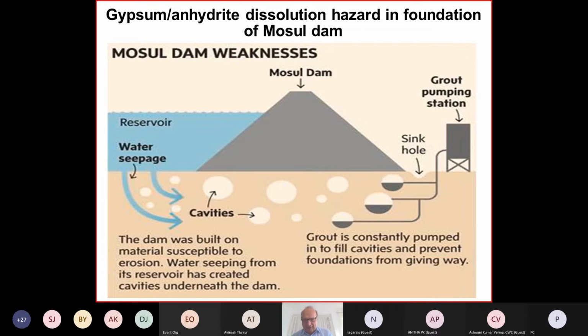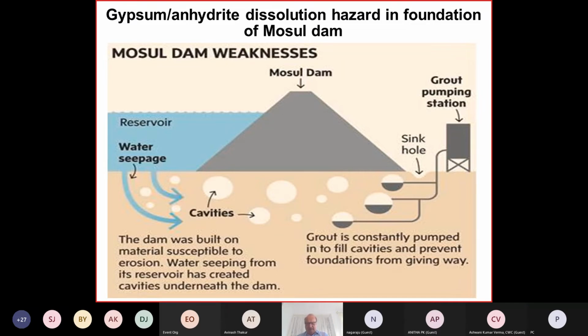So people were grouting continuously, basically to find an equilibrium between the dissolved material and to replace it by grouting. So many thousands of cubic meters of grout were injected here every year. So this is already problematic.